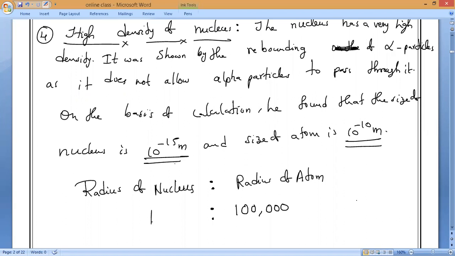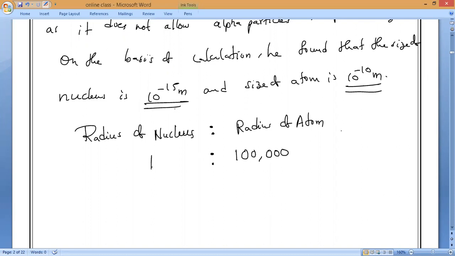Understand? The ratio is this. So the ratio of the radius of the nucleus to the radius of the atom is 1:1 lakh. That is, the radius of the nucleus is 10 power 5 times smaller than the atom, meaning the atom is always 1 lakh times bigger than the nucleus. That is what you have to remember. Is it okay, guys? Yes, sir.